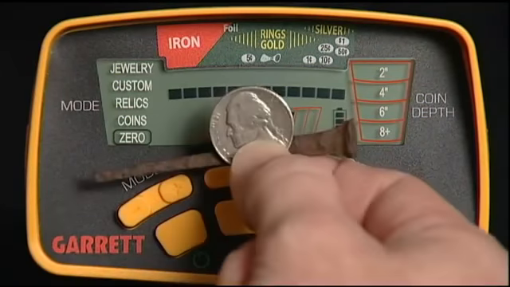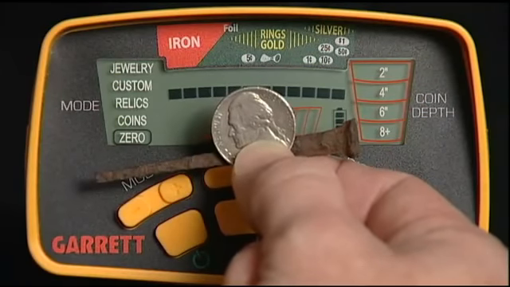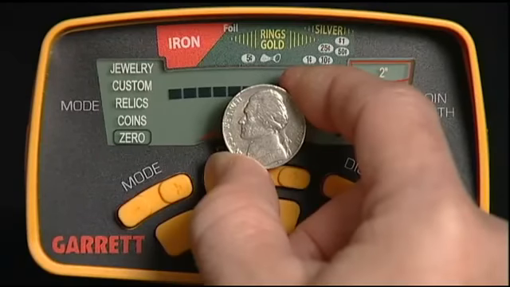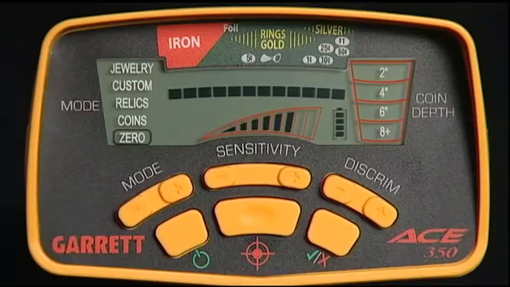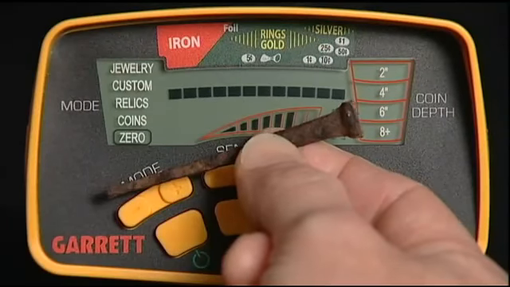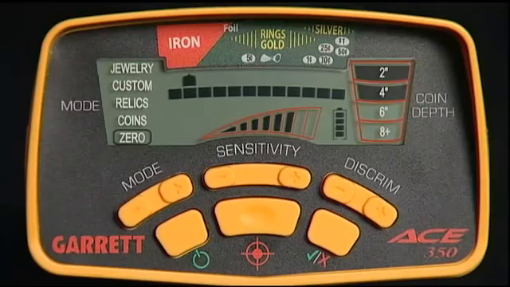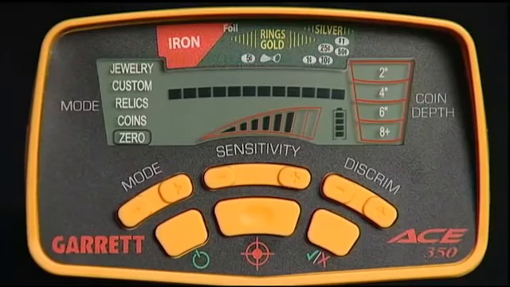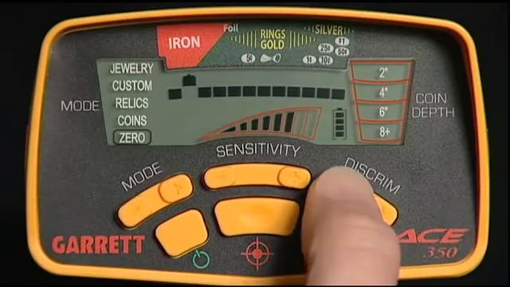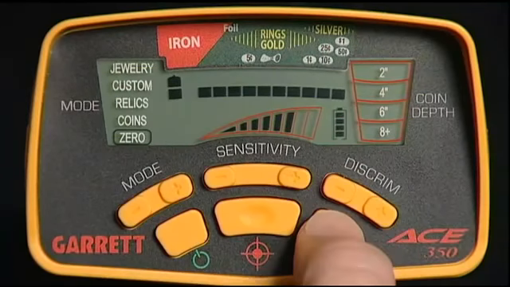To demonstrate, let's look at this coin next to an iron nail. In this example, the ACE 350 is operating in zero mode, with no segments of iron discriminated. The coin by itself registers on the sixth segment. This iron nail by itself registers on the second segment. This ferrous target can be eliminated from detection by using the Accept-Reject push button to turn off the first two segments on the left.